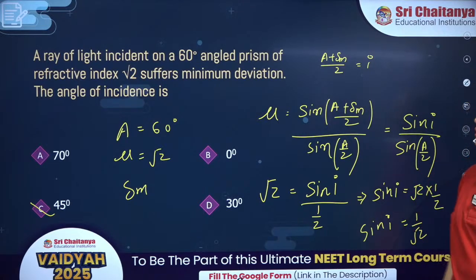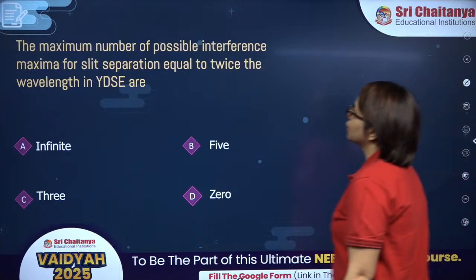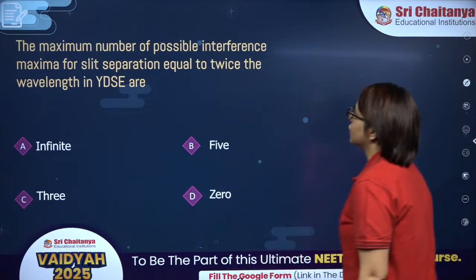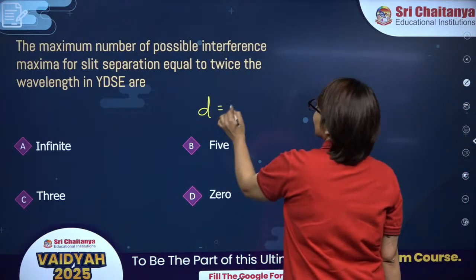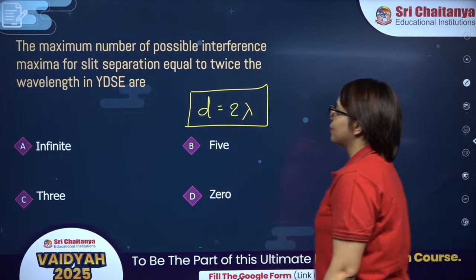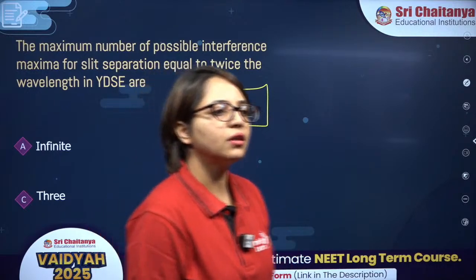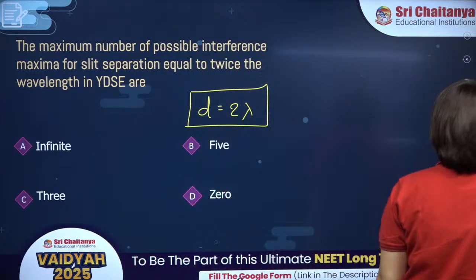Chaliye. Next is this one. The maximum number of possible interference maxima for slit separation twice the wavelength in YDSE. If d is equal to 2 lambda, then how many maximum possible maxima can you see on the screen during the interference pattern?